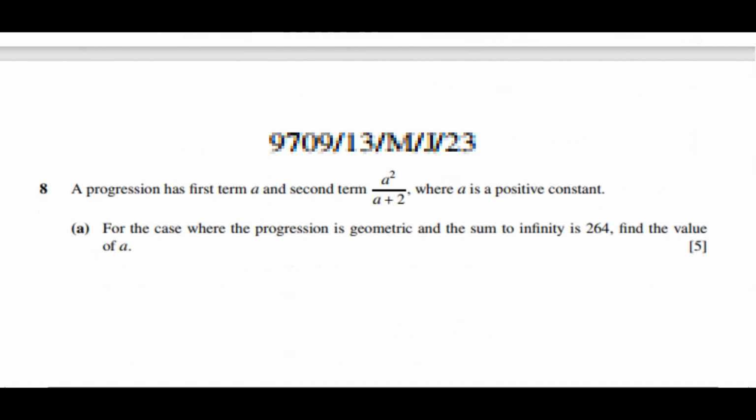So the first term is a and the second term is a squared divided by a plus 2. So it is a geometric progression. Sum to infinity is a divided by 1 minus r equal to 264. Find the value of a.